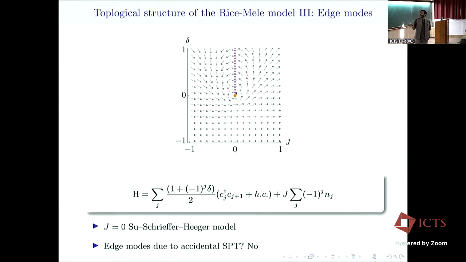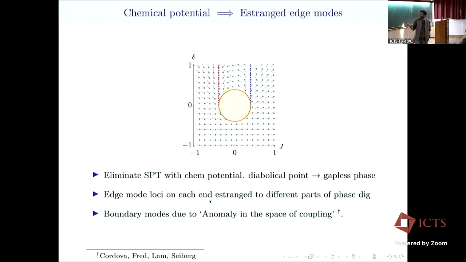In fact, a very careful observer would understand why this is happening immediately. If you tune J equal to 0, the staggered chemical potential, what you get is precisely the Su-Schrieffer-Heeger model. So this seems like an accidental feature. Like, I tune J to 0, I have the SSH model, sure, there are edge modes. In fact, it's not. The anomaly that appears here is a special kind of anomaly. It goes by the name of anomaly in the space of coupling constants.